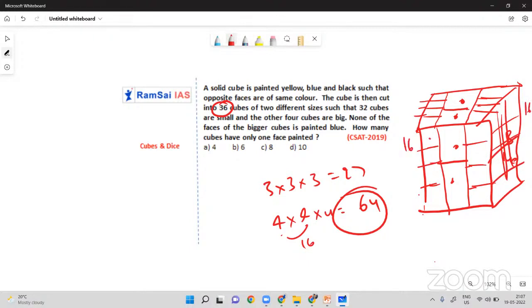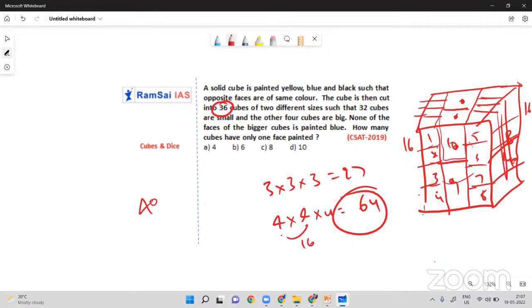cubes. But here 1, 2, 3, 4, 1, 2, 3, 4, 5, 6, 7, 8, 9, 10. So 10 this side, 10 this side, 10 opposite and 10 opposite. So total 4 sides, they are 40. So this is also not possible now. 4, 5, 6, 7, 8, 9, 10. Yeah, this is total a small cube. That's it. Now it is possible.